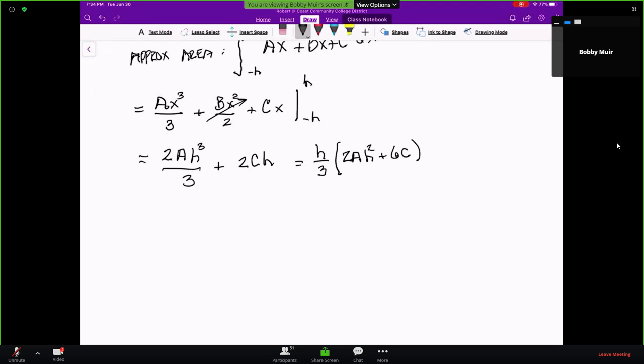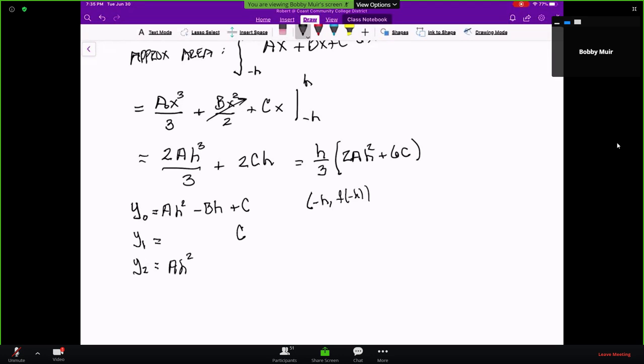Now we're going to use the fact that y0 is on the parabola. So y0 is equal to a times h squared minus bh plus c, because remember, it came from the point negative h and f of negative h, f being the function. y1 is going to be just this c, and y2 is ah squared plus bh plus c.